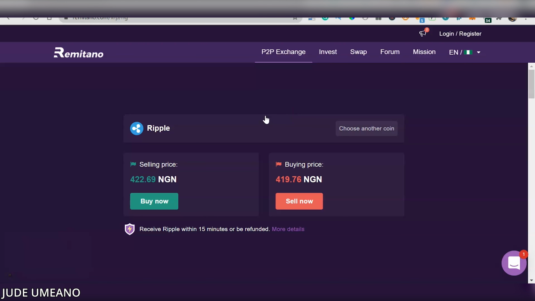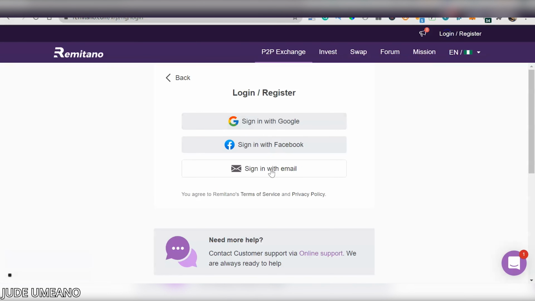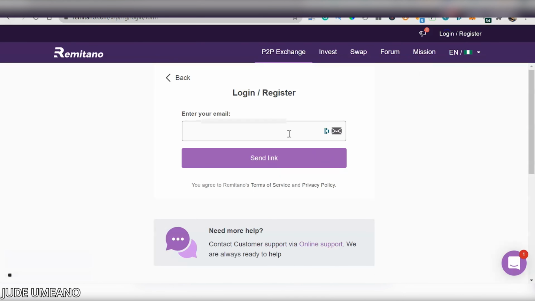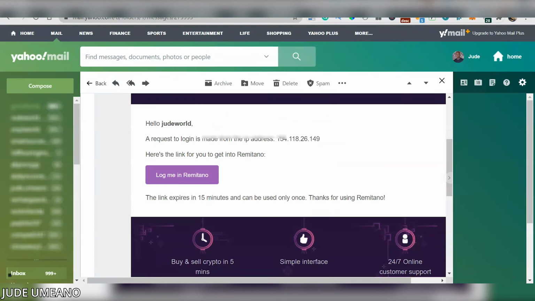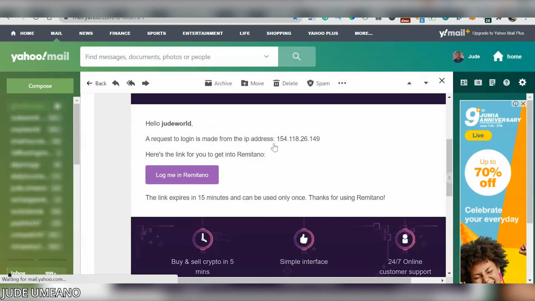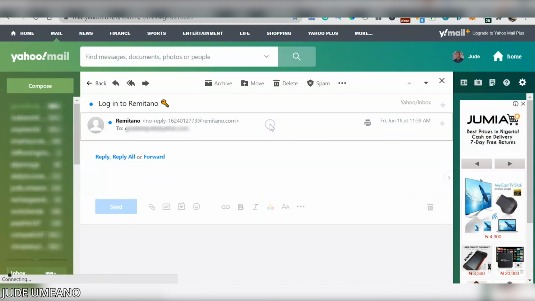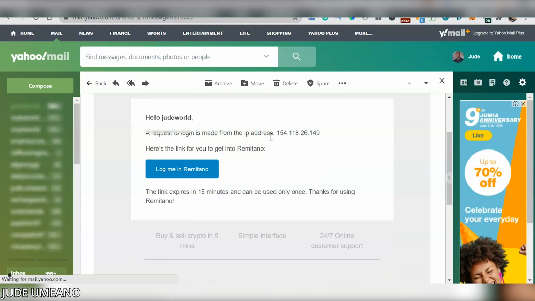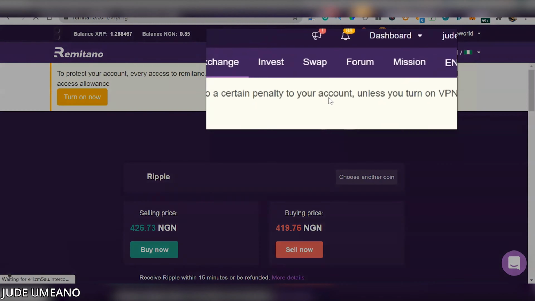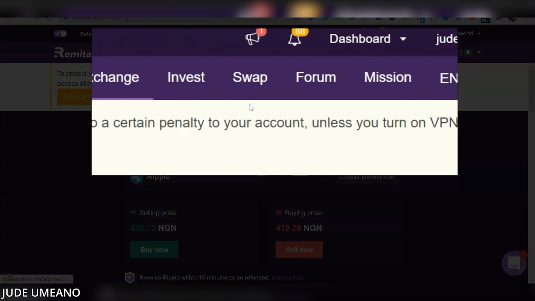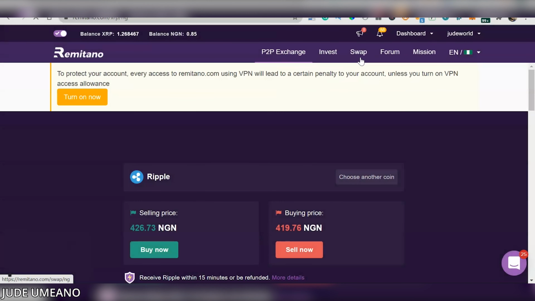So if you're signed up, the next thing you do is to click on login. So I'm going to click on sign in with email. Now, when you log in with Remitano, there is no password. It means you have to go to your email to confirm your login, which is a way Remitano beefs up their security. So I am logged on now, and over here is the swap feature, which is what I want to talk about.